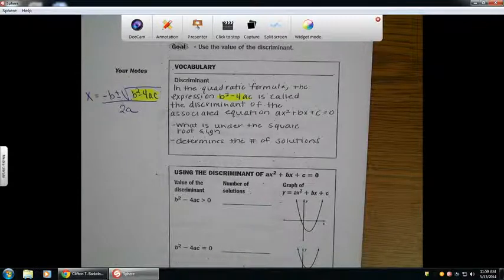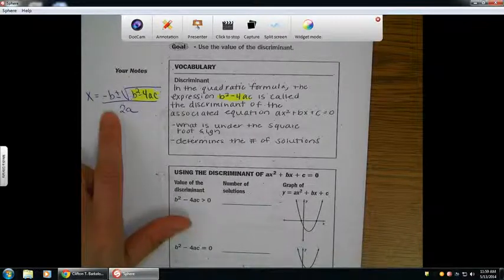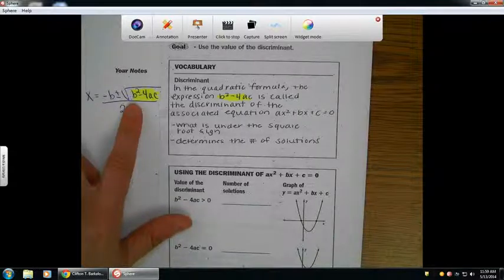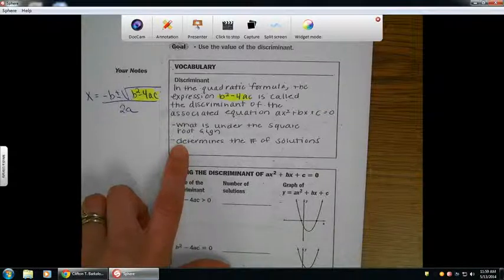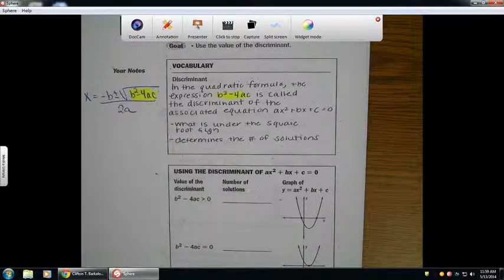0. And if you remember the quadratic formula, which we have right here, b squared minus 4ac is part of the quadratic formula, and we also call that the discriminant. It's what's under the square root sign, and it determines the number of the solutions in a quadratic equation. So pause the video, make sure you copy the definitions down, and when you're ready, restart.